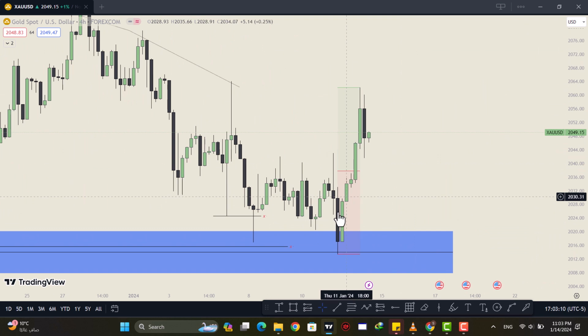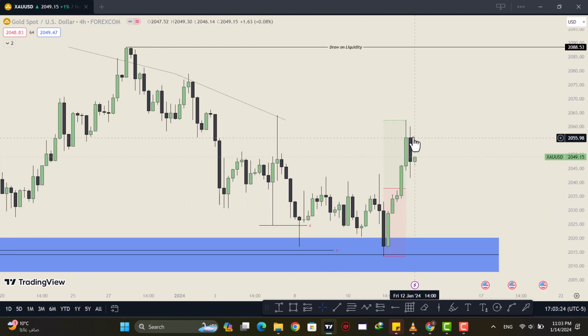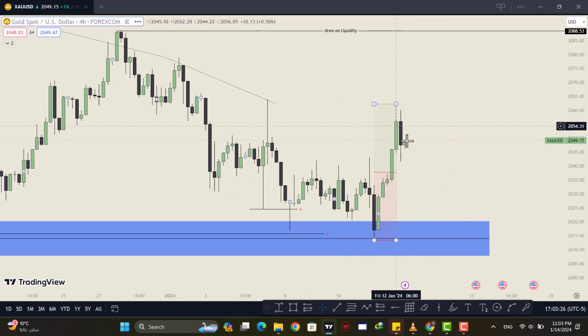We have a clear break of structure. So this is obviously not the stop hunt. Price has shown willingness to go higher. We have this expansion. I'm expecting price to return to premium or to discount, and then trade higher.